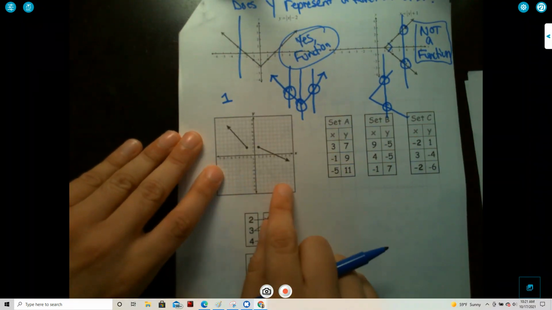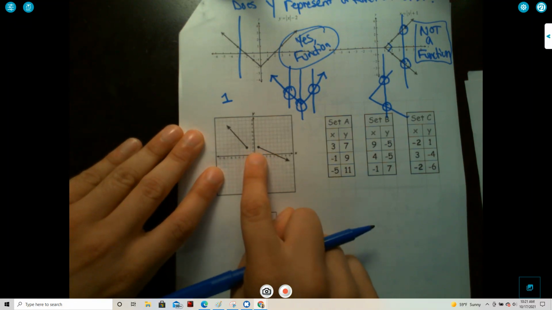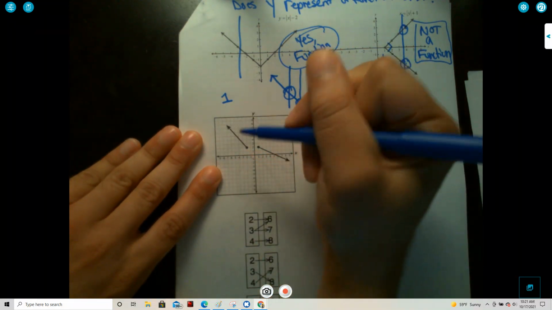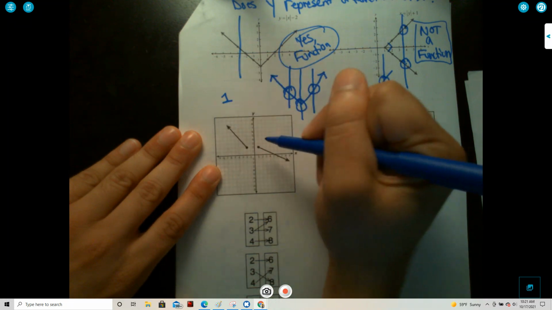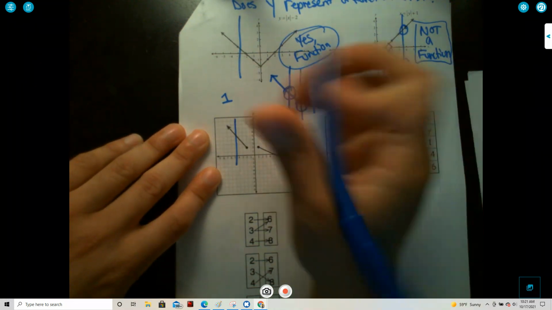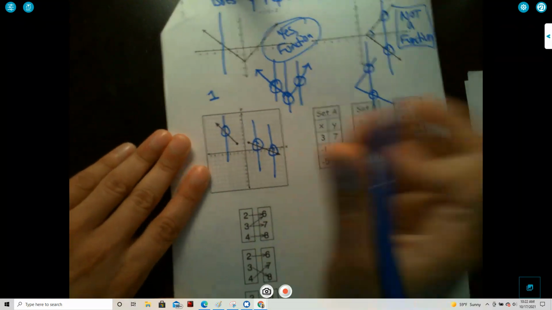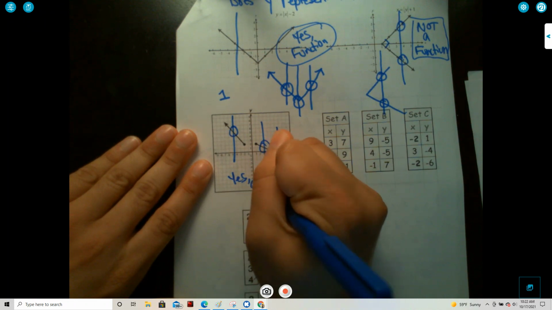All right, looking at this one over here, it looks kind of wonky. Notice there's some space in between, but same concept. This is where it starts and it goes, and then it starts right here and goes. Same thing. One time. One time. One time. So this would be, yes, a function.